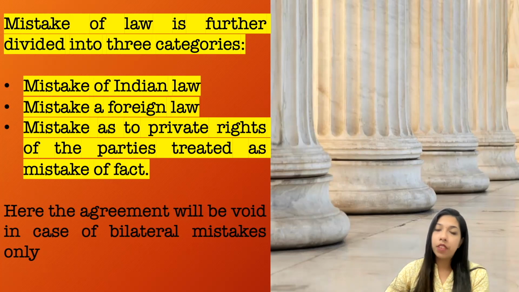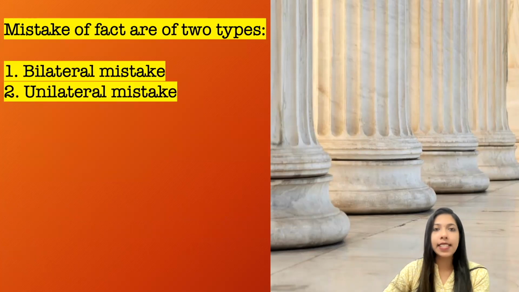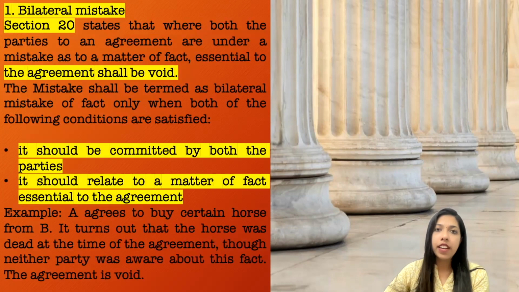So these are the different types of mistake of law. Always, mistake of law in India is not excusable in nature. And next is mistake of fact. Mistake of fact is again subdivided into two categories. One is bilateral mistake, the second is unilateral mistake. First is bilateral mistake, so I'm going to teach you what we mean by bilateral mistake.